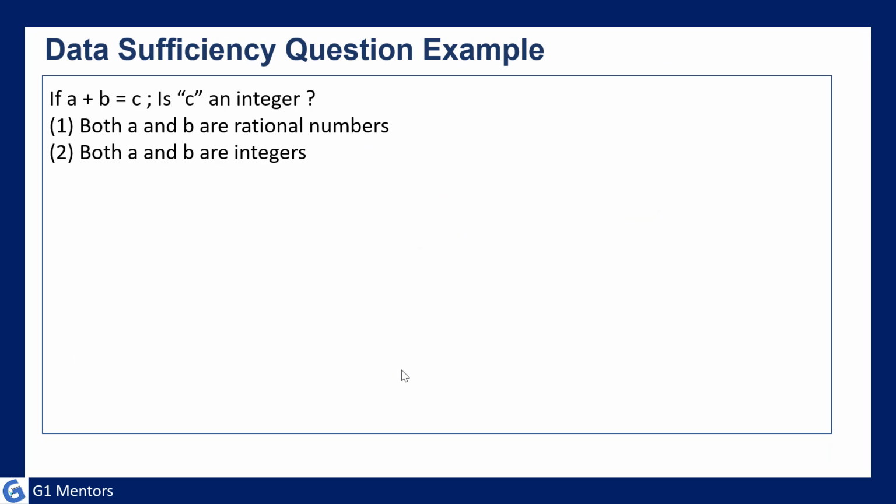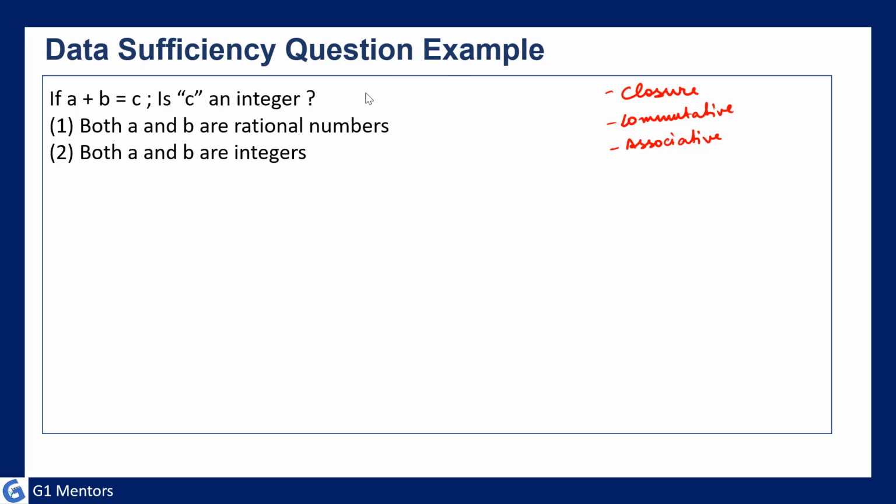Now let us see a data sufficiency question example. You remember the properties? What were the properties? The properties were the closure property, the commutative property, and the associative property. Correct? So let us see how these properties are tested on GMAT in data sufficiency.